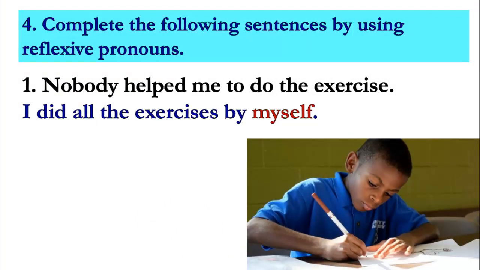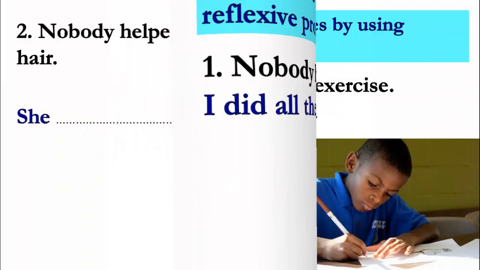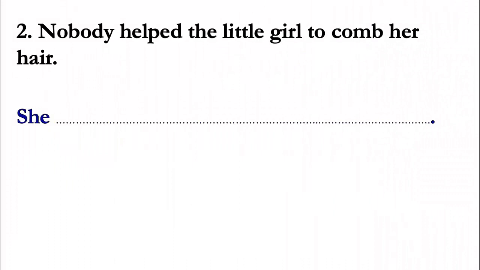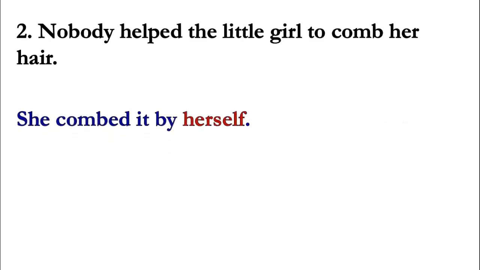It's done, as we have said. Nobody helped me to do the exercise, so I did all the exercises by myself. The second one, nobody helped the little girl to comb her hair. What did you write? That's right. So she combed it by herself. Herself here is a reflexive pronoun for the pronoun she.